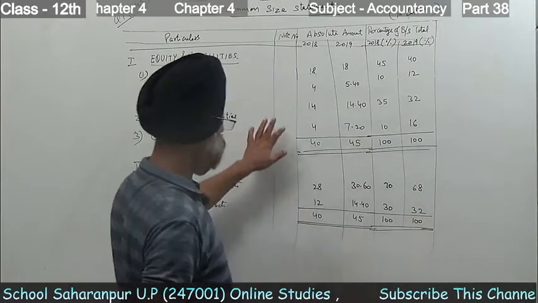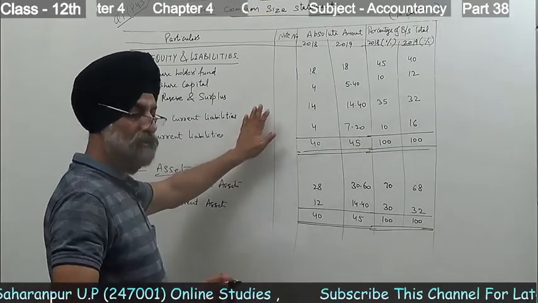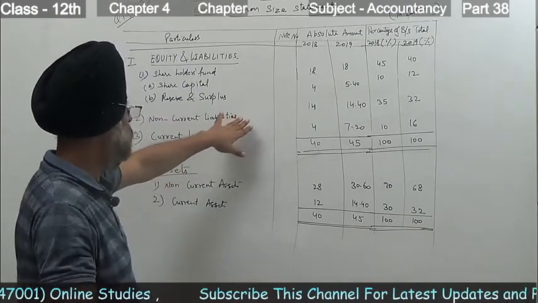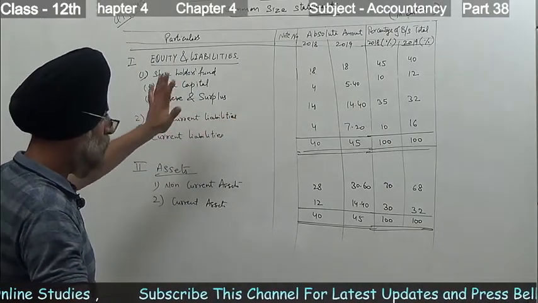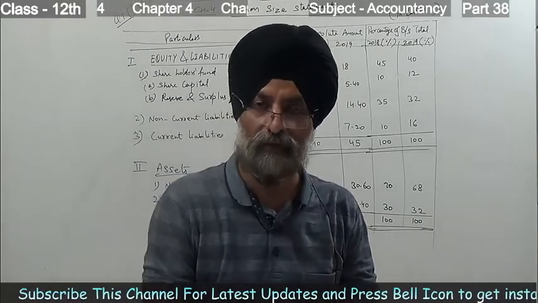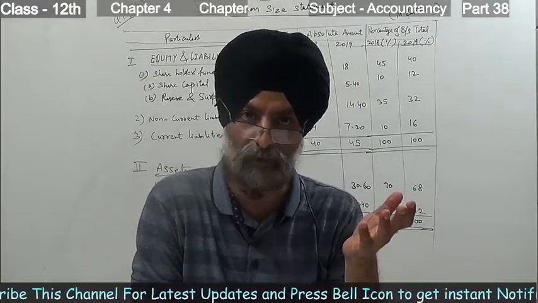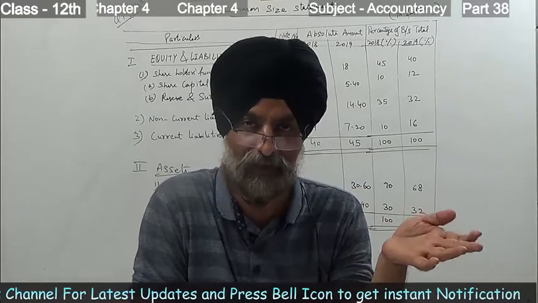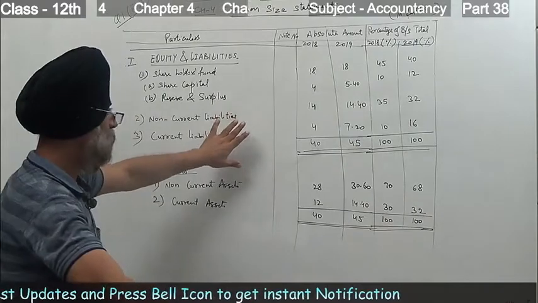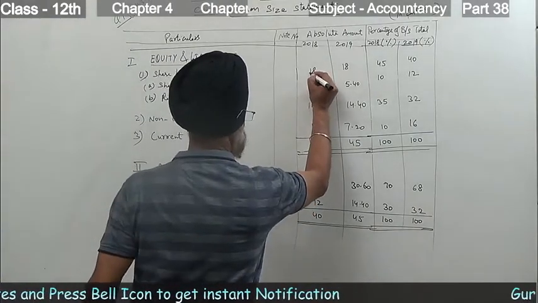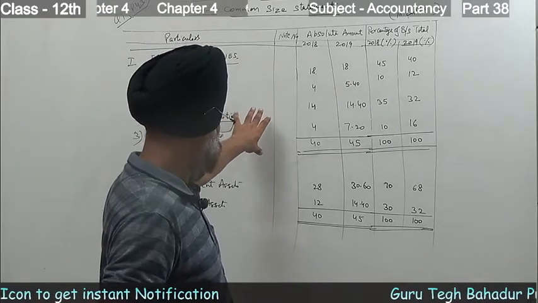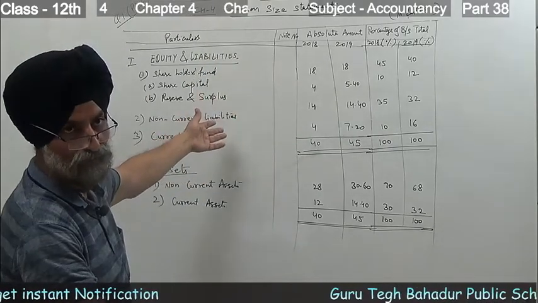In this way, this common size statement is completed now. This is your first question, how to make a common size balance sheet. This is a tool used by the management for different purposes, for different calculations, for different comparisons with other companies, and for many other purposes also. So this tool is known as common size statement, made by the officers for the use of management.